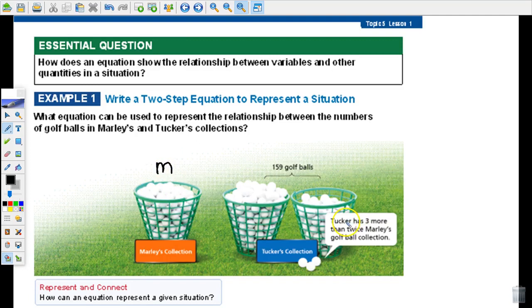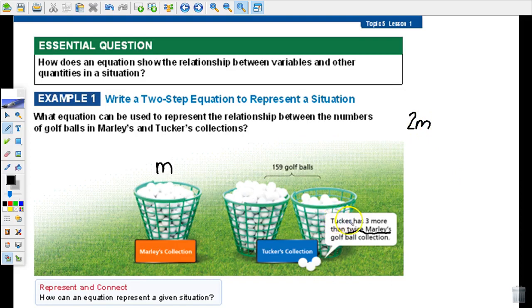So Tucker has three more than twice Marley's golf ball collection. Just starting off, we see twice Marley's golf ball collection, so I'm going to underline this. That means I'm going to take Marley's and multiply it by 2. So I get 2M. Twice Marley's is multiplying Marley's by 2, or doubling it. That's where we get 2M.